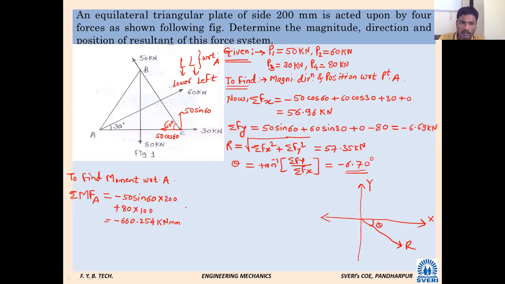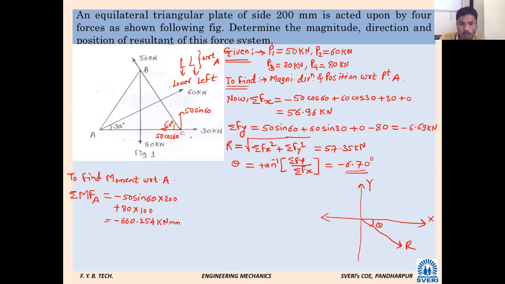I will ask one question here. Has anyone resolved the force at point B? Has anyone resolved the force at point B? Me, sir. What is your answer? If you have resolved it, is the answer the same or different? Yes, sir, the same. It will not change. But I think you have not applied the logic in your thinking.